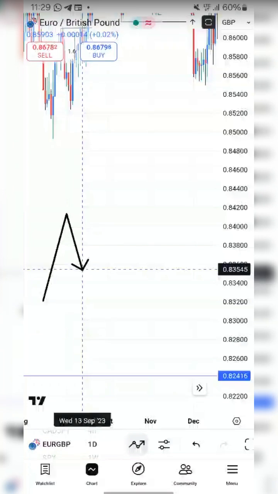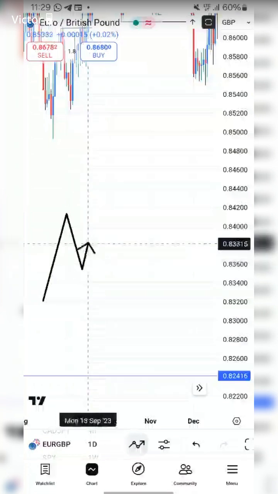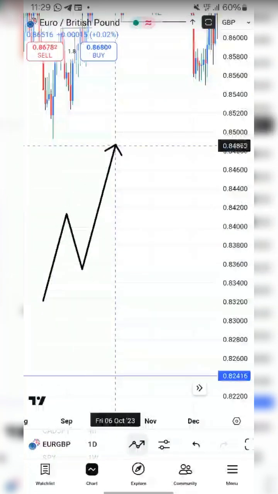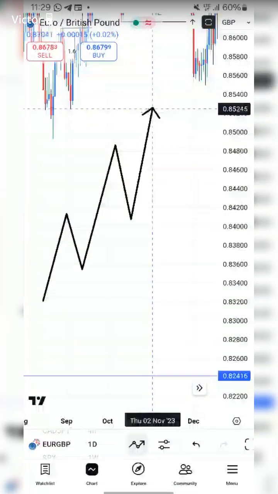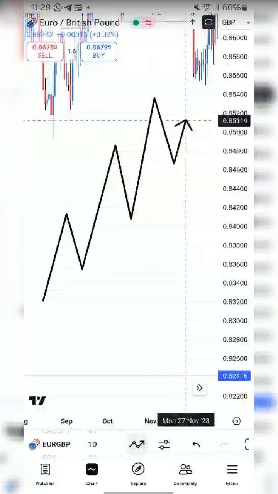So now, what you see now is sellers completing market structure. A market is a place where you buy and sell. You understand? A market is a place where you buy and sell. So right now, what do we have here? We have this break of structure.